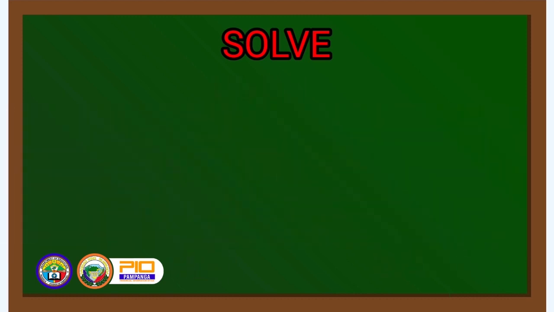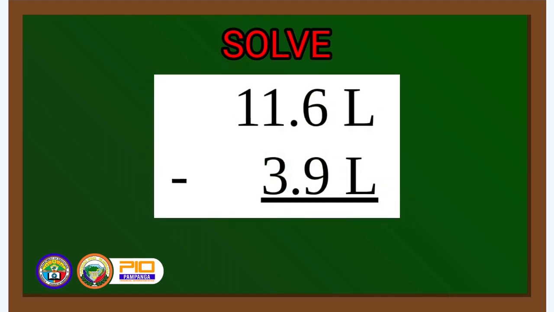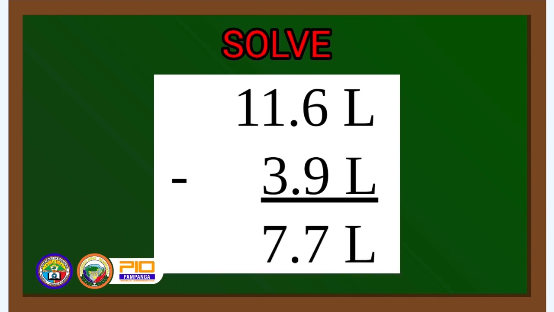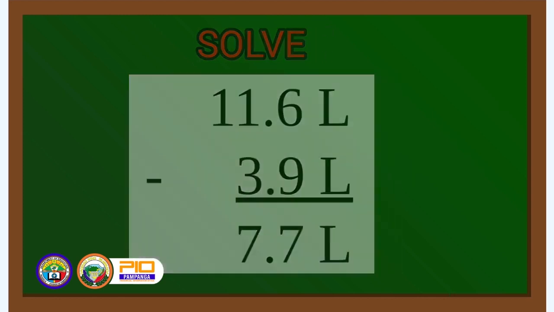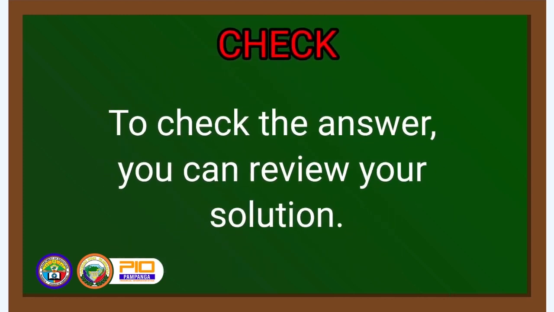After getting the sum, we can now find the volume of water in the bottle by simply subtracting 3 and 9/10 liters from 11 and 6/10 liters. And the difference is 7 and 7/10 liters. Therefore, the volume of the water in the bottle is 7 and 7/10 liters. To check your answer, you can review your solution.